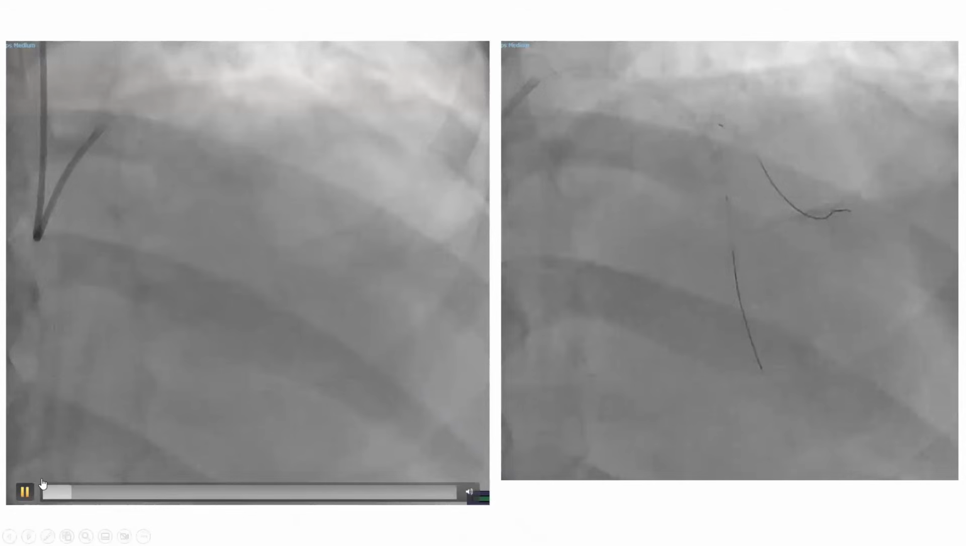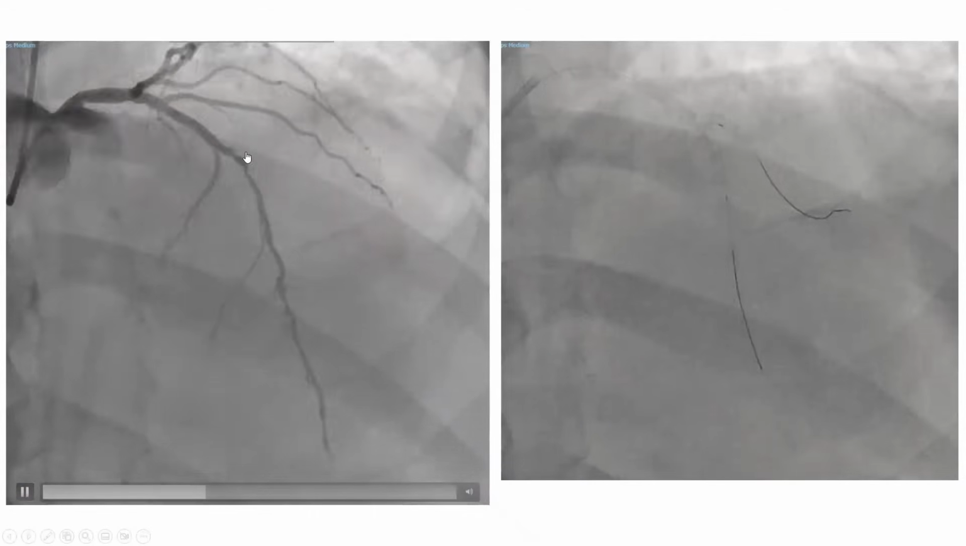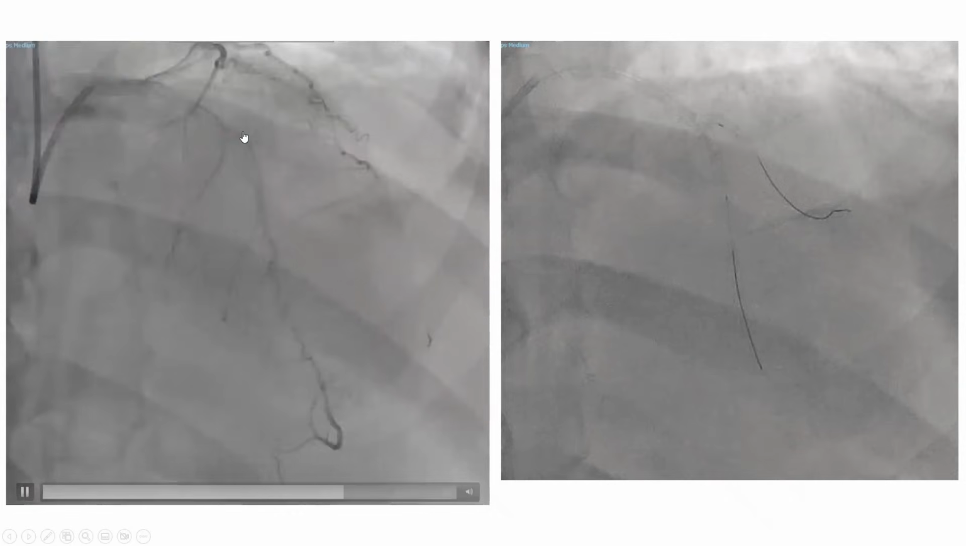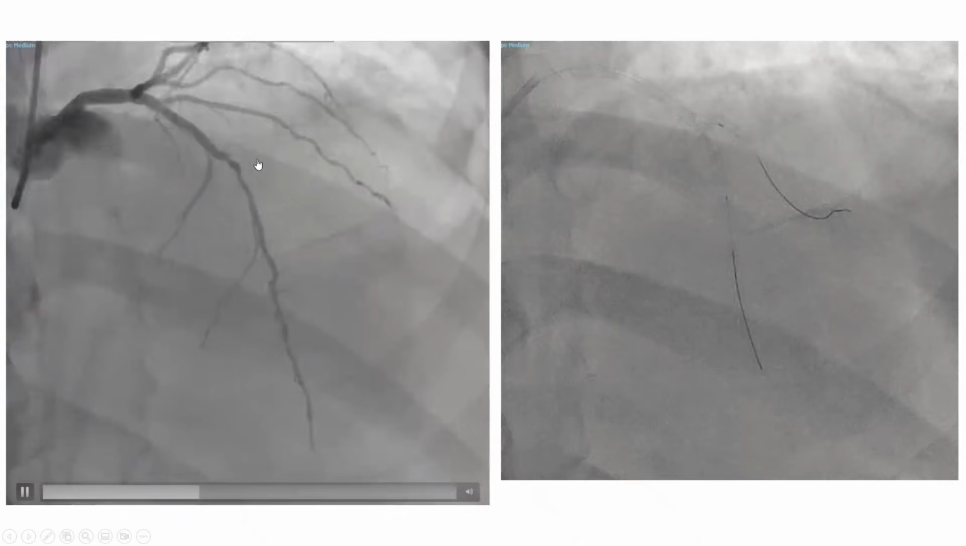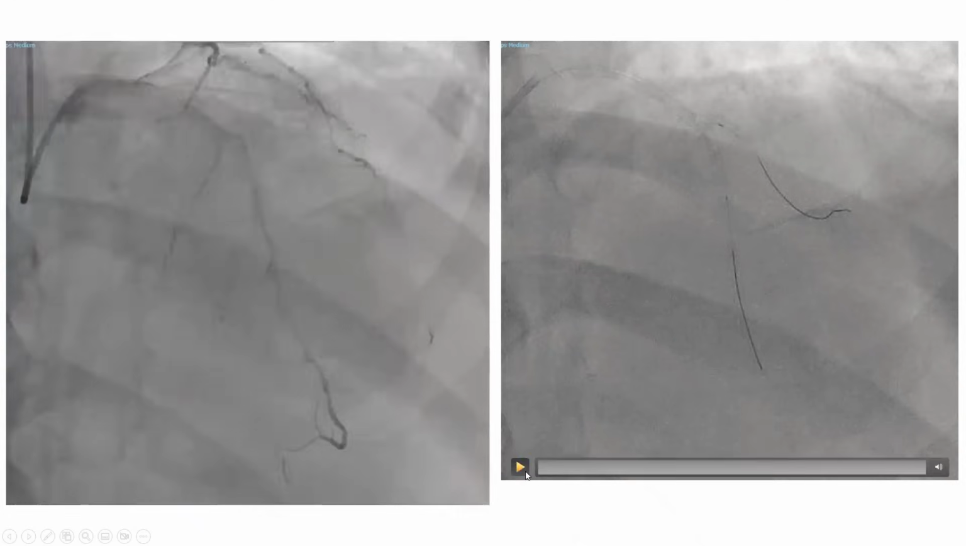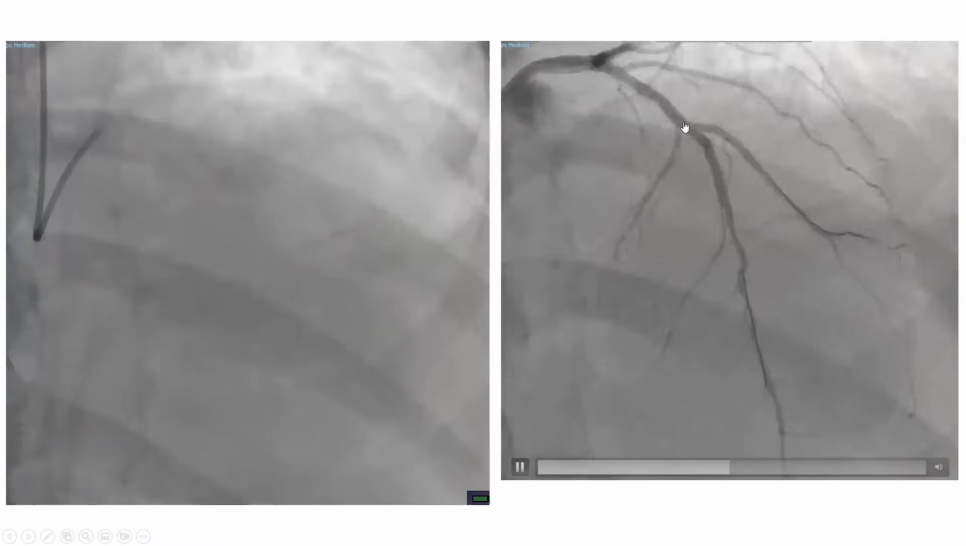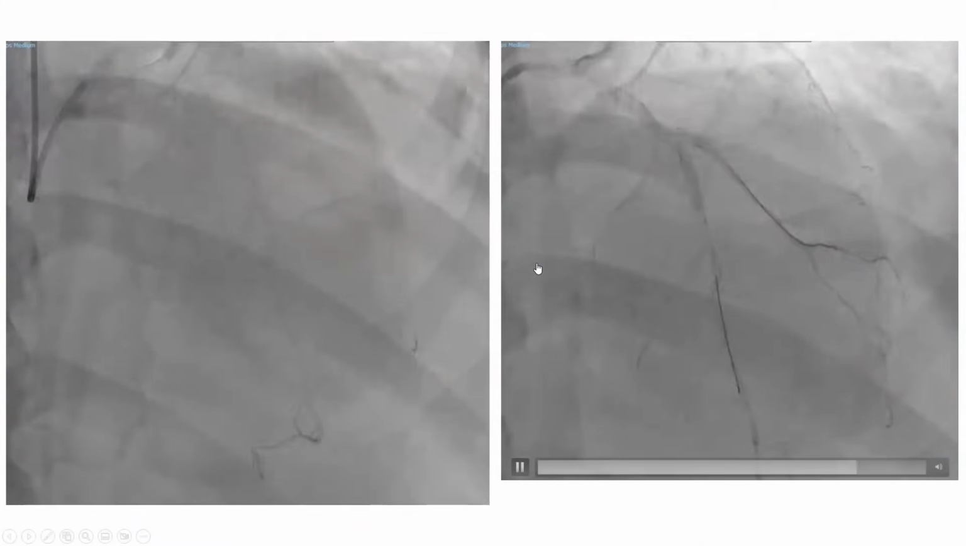So we cath this patient urgently, and indeed, he had an occluded diagonal. You see his stump here. Occluded diagonal, and he also had severe LAD disease. So we did stent both using a TAP two-stent strategy.